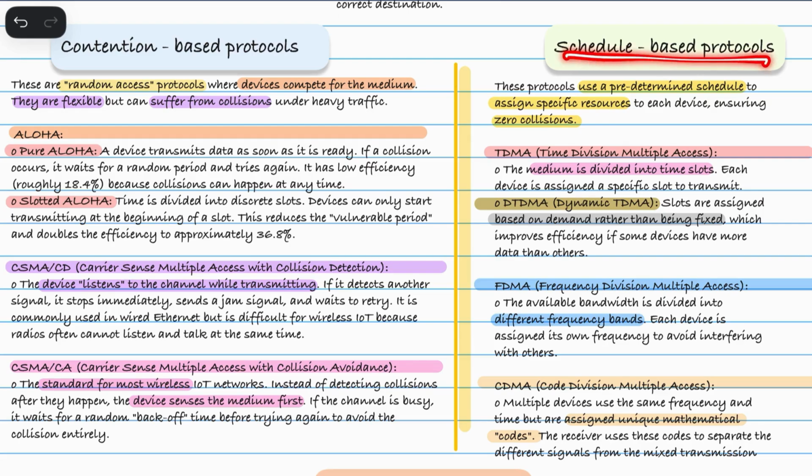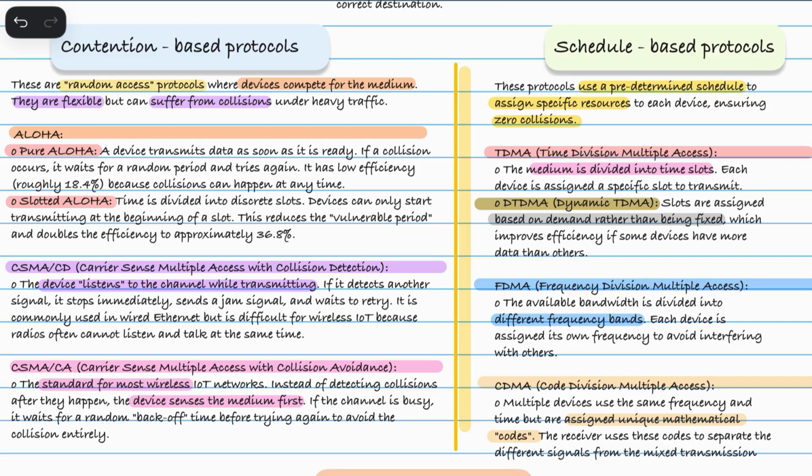The next type of schedule-based protocol is FDMA, which stands for Frequency Division Multiple Access. Instead of splitting time, FDMA splits the radio spectrum. It splits the radio spectrum into separate frequency lanes, like tuning into different radio stations. So for example, sensor 1 talks exclusively on 2.41 gigahertz, while sensor 2 talks on 2.42 gigahertz.